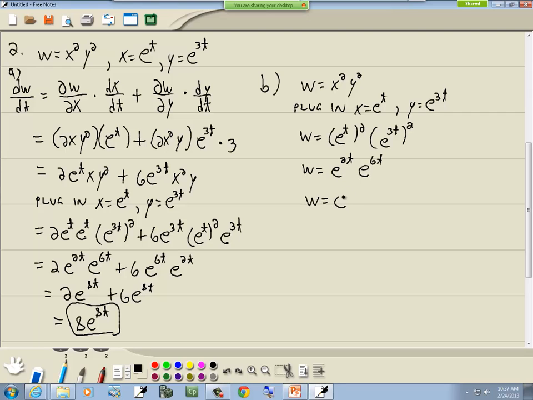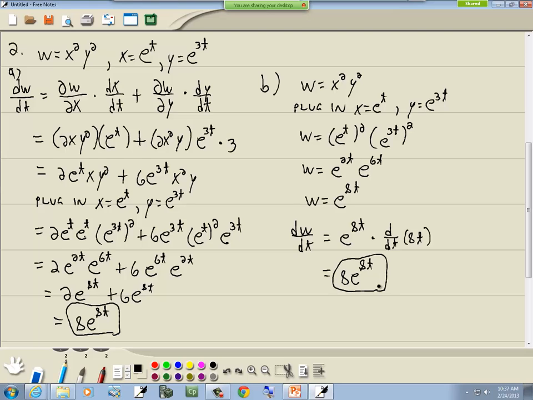And e to a power times e to a power, you add the exponents. 2t plus 6t gives us 8t. Now, if I take the derivative of that with respect to t, well, the derivative of e to a power is e to a power times the derivative of the exponent. That's whenever you have more than a single t up there. That's a chain rule, from what you saw back in Calc 1. The derivative of 8t is 8, so we get 8e to the 8t.